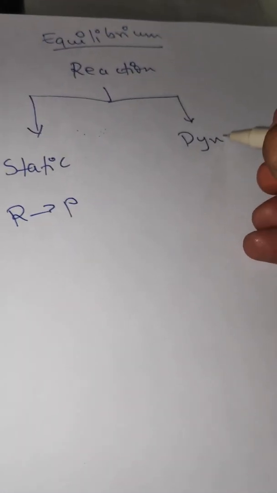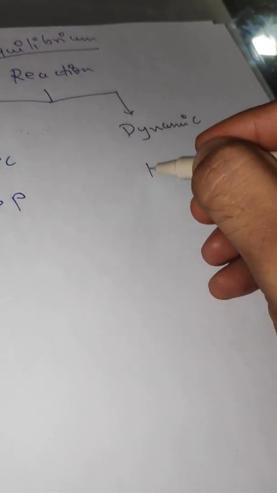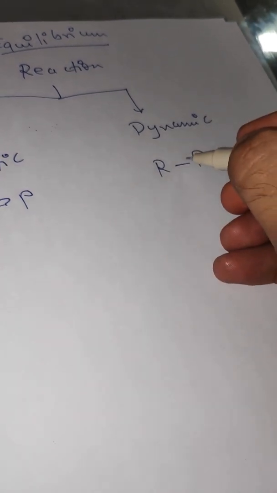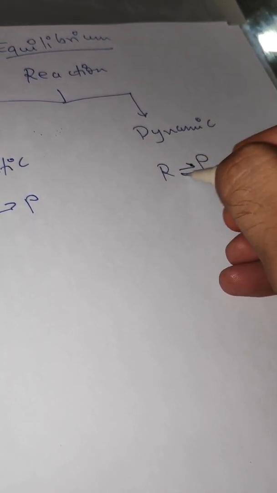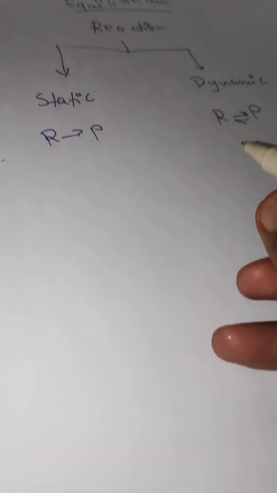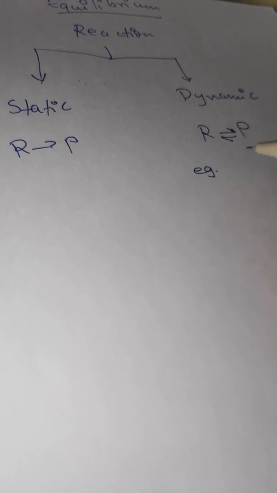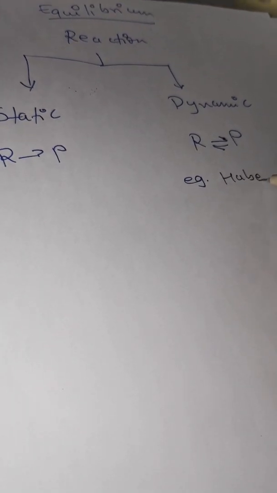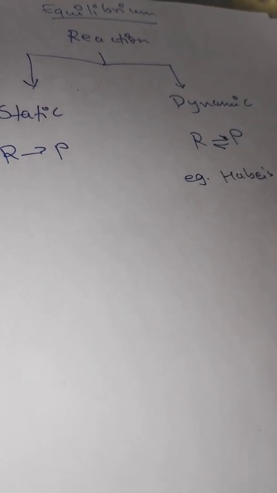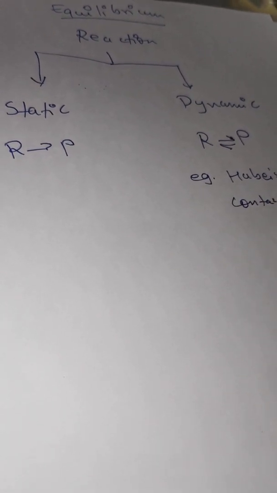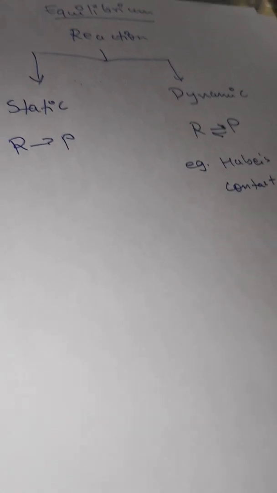The other kind of reactions are dynamic reactions, where the reactants get transformed into products, but they are reversible in nature. This is how we represent the reversible reactions. Examples of reversible reactions are found in the Haber process and the Contact process, and both processes are very important from the exam's perspective. We will be talking about the conditions very soon.